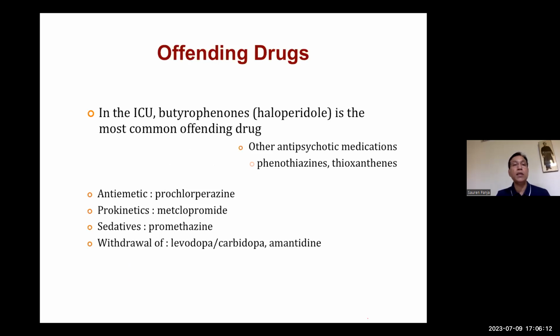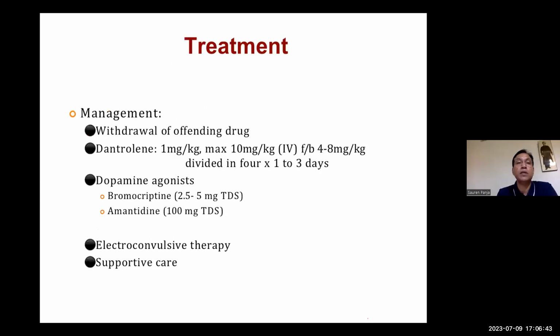And usually these are the offending drugs. Basically, most of the drugs in the typical or atypical antipsychotics may give rise to this type of syndrome. Not only that, even in a patient with Parkinsonism, any drug having dopamine agonistic activity, if you withdraw this dopamine agonistic drug, particularly levodopa, carbidopa, amantadine, that can also give rise to neuroleptic malignant syndrome. So there is a list of drugs. This is just a small list, where I have kept the common drugs.